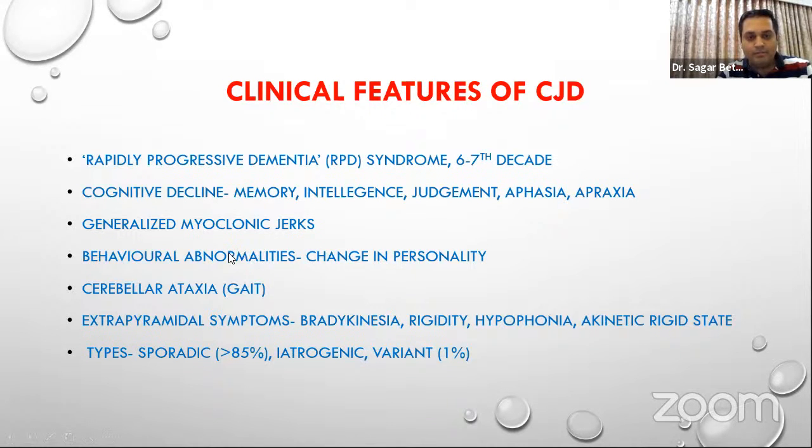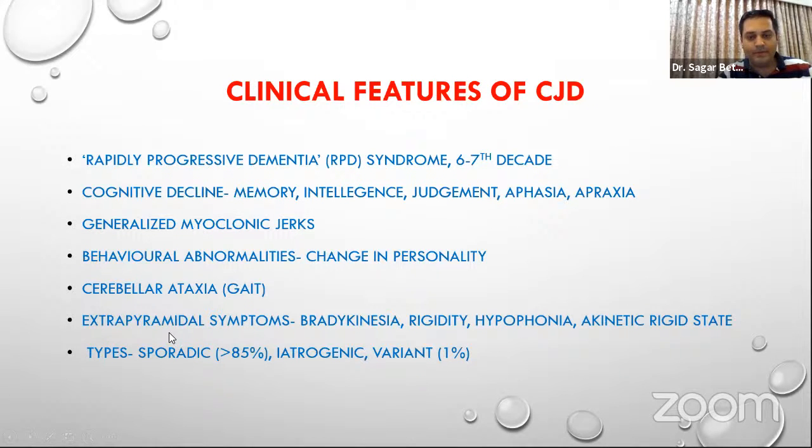After a few weeks to months, behavioral abnormalities come, sometimes early also, in the form of depression, apathy, socially withdrawn behavior, and sometimes agitation and hallucinations or delusions. Cerebellar ataxia in the form of an abnormal ataxic gait, as well as cerebellar dysarthria, are also common features. And in a moderate to advanced stage, we will also have extrapyramidal symptoms in the form of rigidity, bradykinesia, hypophonia, and eventually an akinetic rigid state.